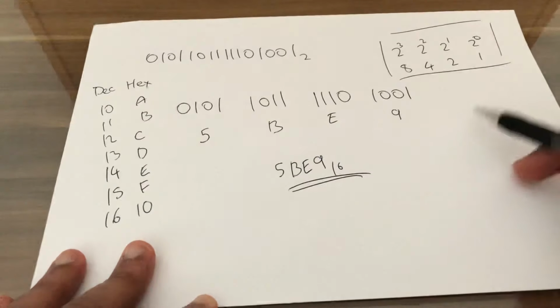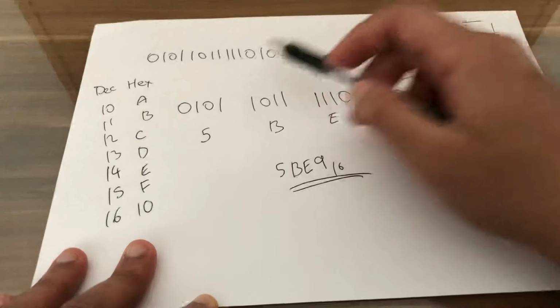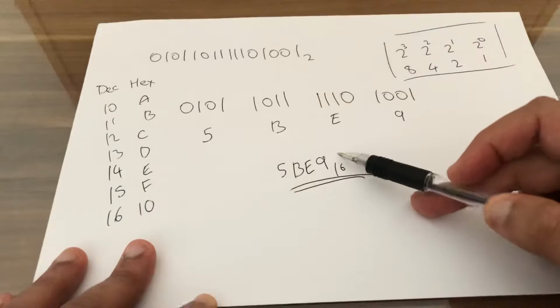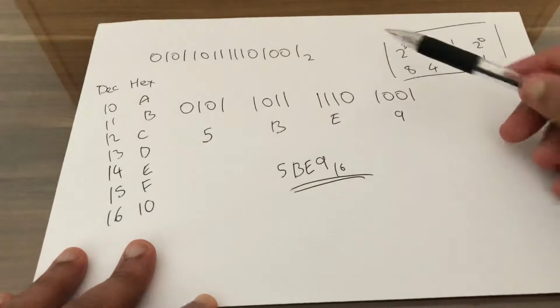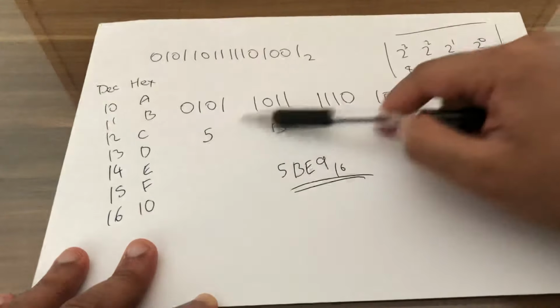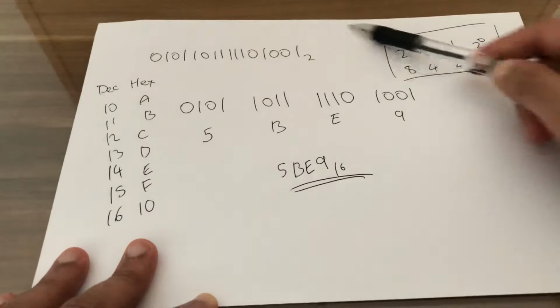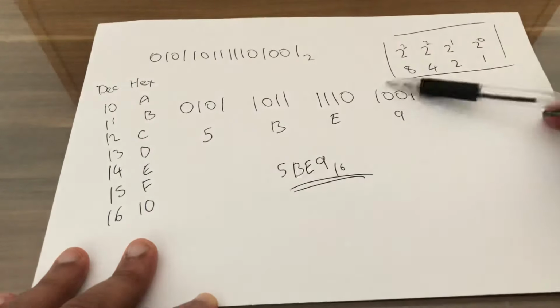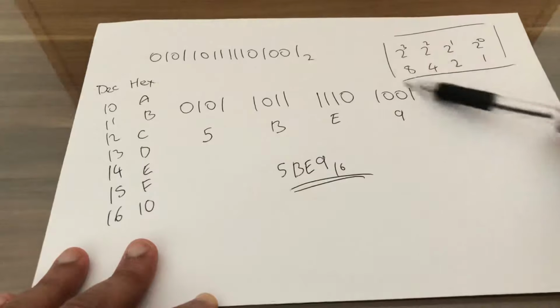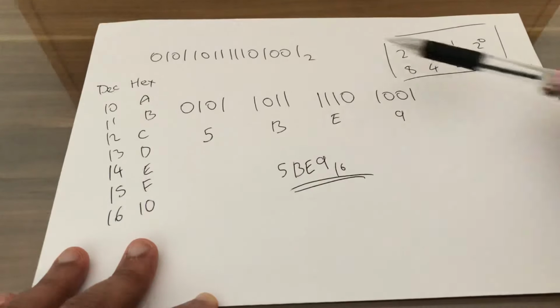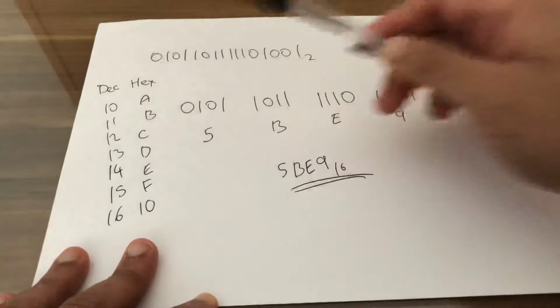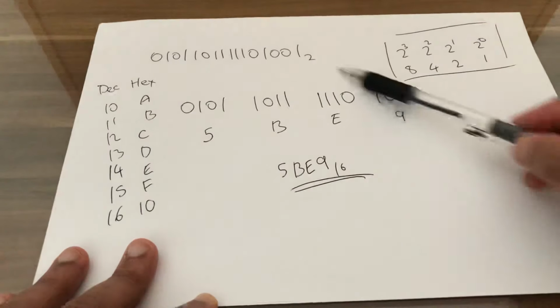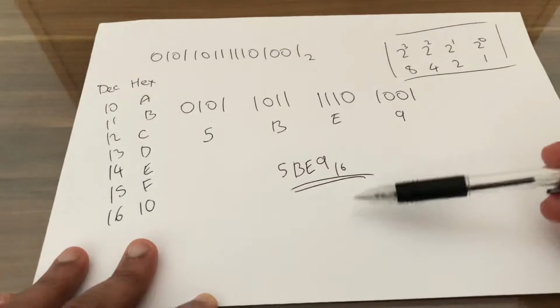So we went from converting binary numbers to hexadecimal. How did we do that? Divide the numbers into 4 groups of digits and then convert each group into a hexadecimal value. Remember this grid, the powers of 2, which allows us to convert, and this is the final value.